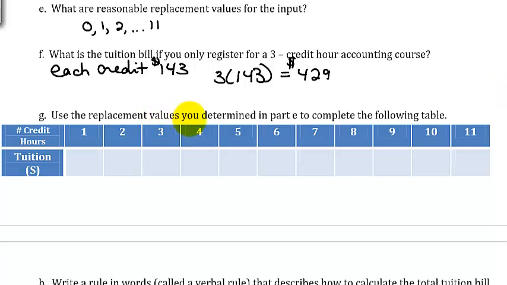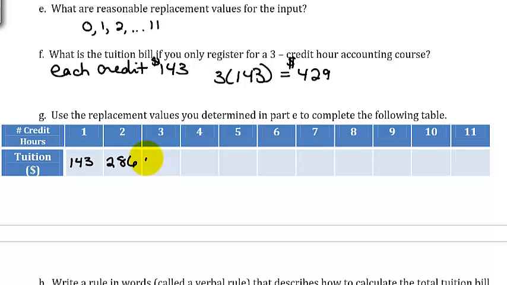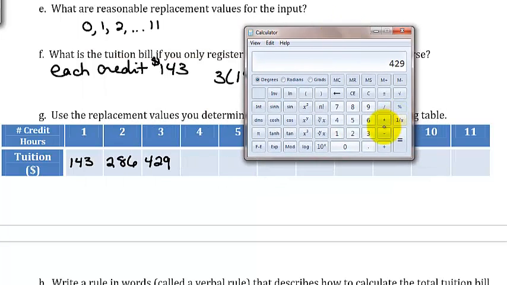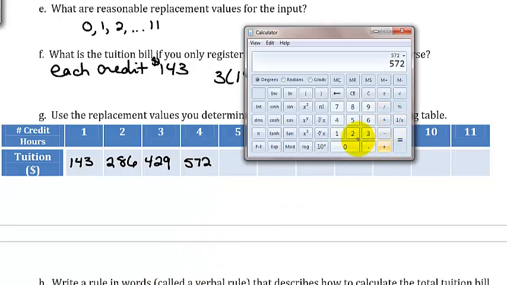Use the replacement values you determined in Part E to complete the following table. So we have our input variables of 1 through 11 here. If you only take one course, it would be $143. If you take 2 courses, then that would be $286. And whoops, we already did 3, that would be $429. And if we took 4, you can just add the 143 to that, 572, and then add 143, and we get 715.